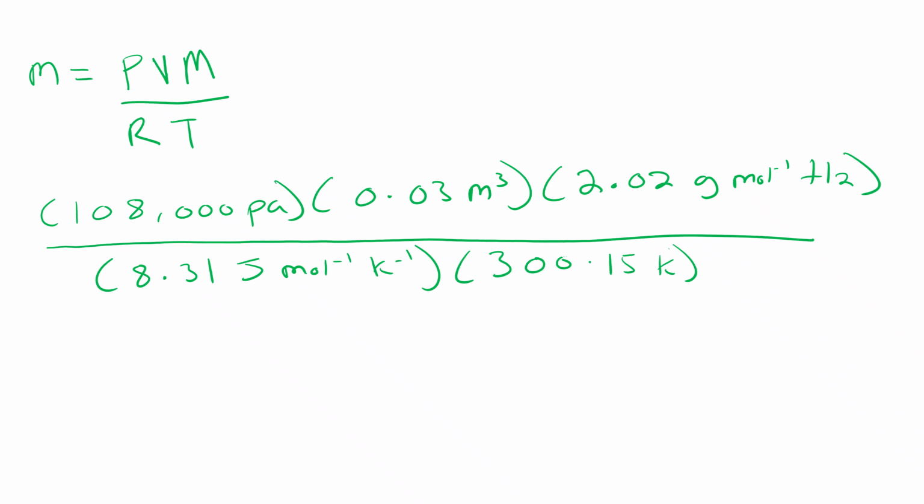And if we put these values into a calculator, we would get an answer to three significant figures, representing the mass of the sample of hydrogen gas present in the system under these conditions, of 2.62 grams of hydrogen gas.